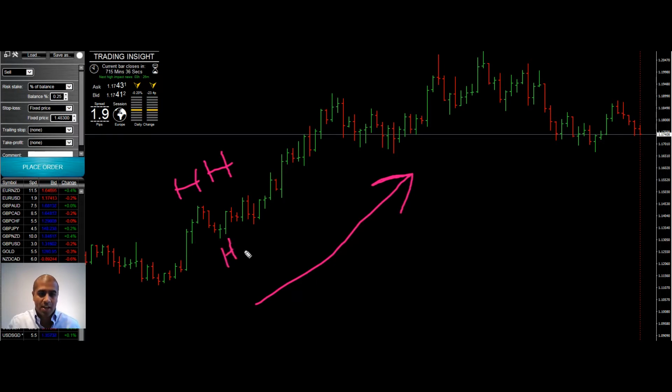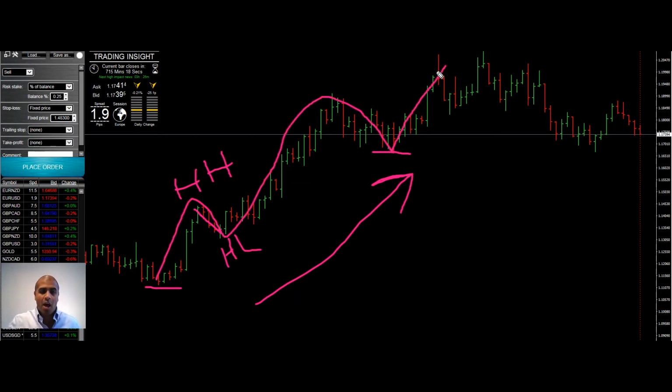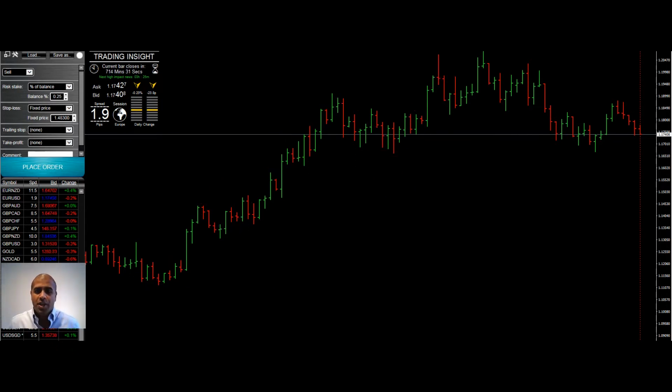So each time the market comes down, the low does not penetrate the low from before, okay? For example, this low here doesn't penetrate the low from before. So we have a series of higher highs and higher lows, and that signifies an uptrend. And that's just one market condition, a trending market condition. This is where traders are happy to keep buying this market, in particular this currency, the euro against the US dollar.